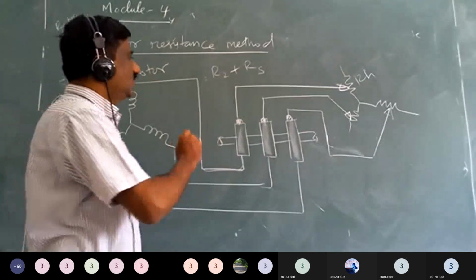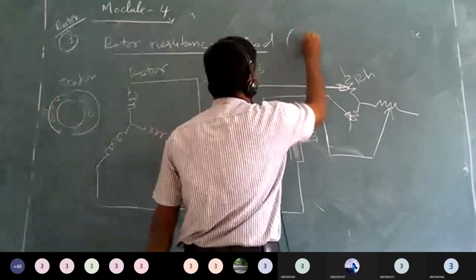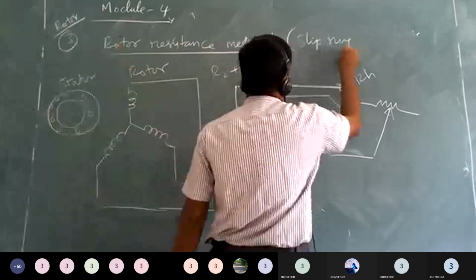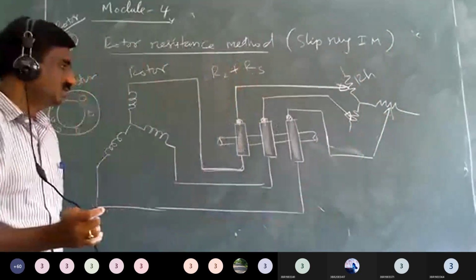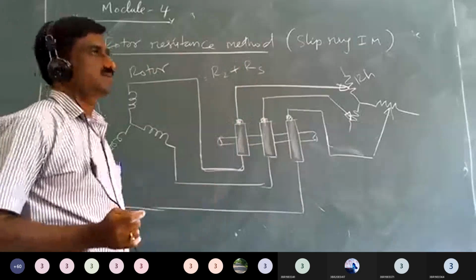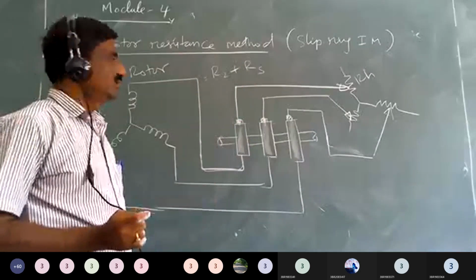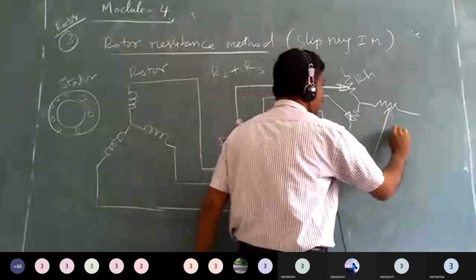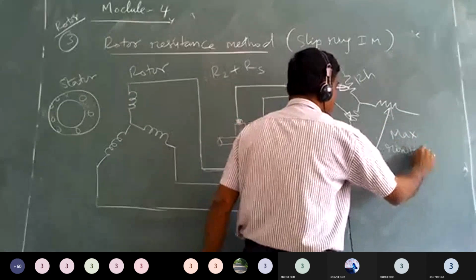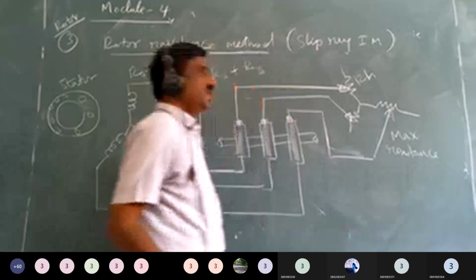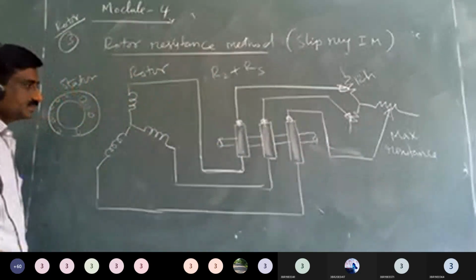And this is only applicable for slip ring, not for squirrel cage. This technique is used for slip ring induction motor. So how does it work? Here, first we have to put these resistors at maximum resistance position. At the time of starting, we have to put maximum resistance position.